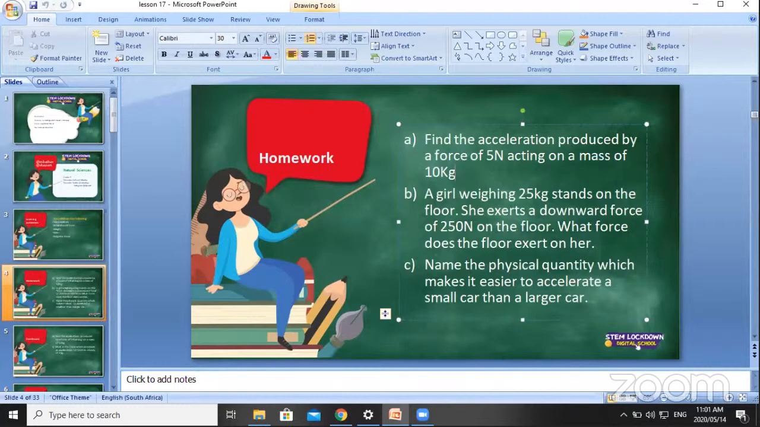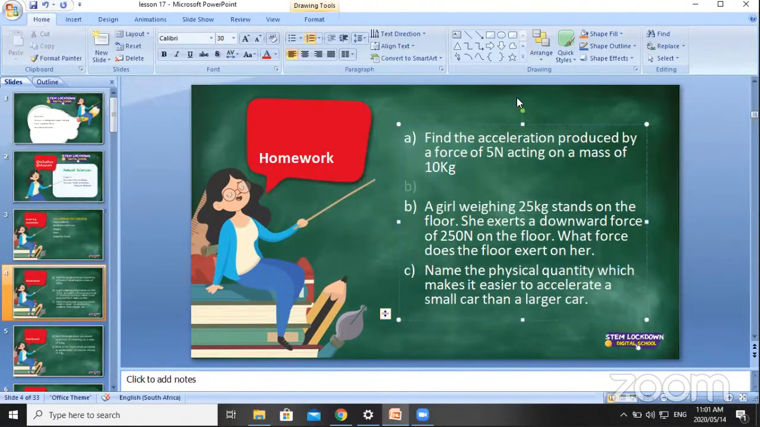We are already aware of our equation. Are we clear on that one? The equation that we are using, we said we are going to use F equals M multiplied by A. Anyone who wants to assist me in working out this one, raise your hand. Do I have anyone who wants to assist me?